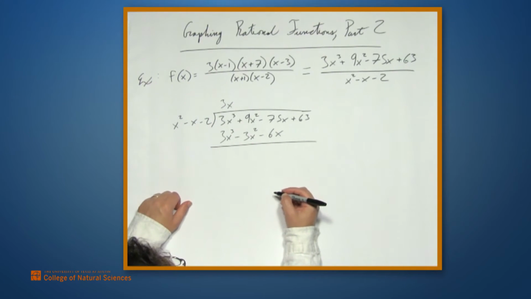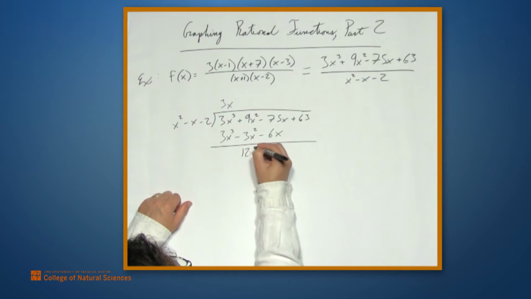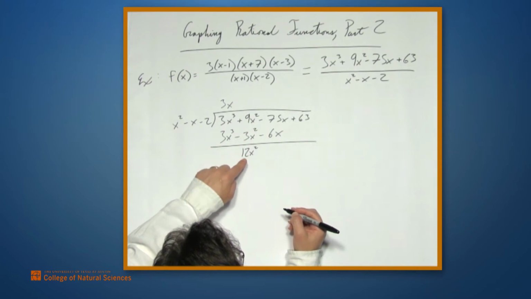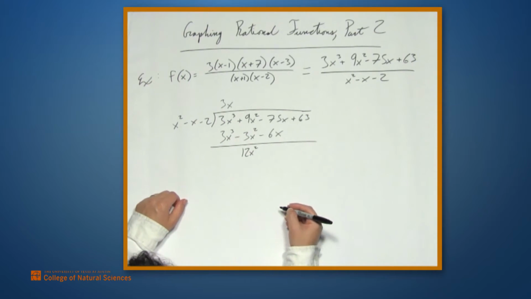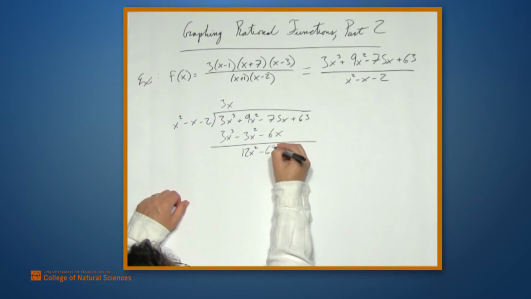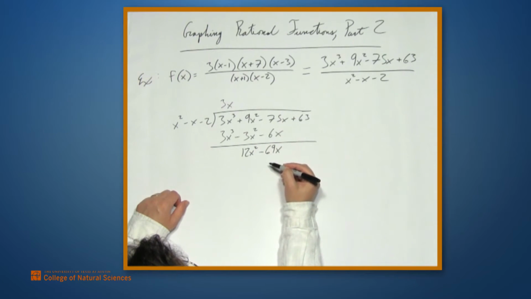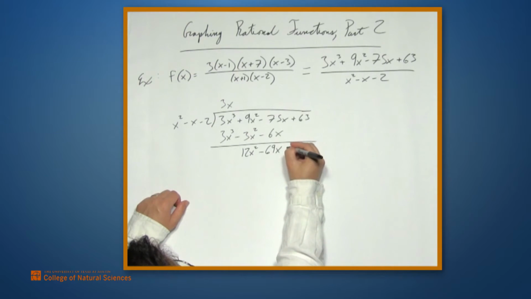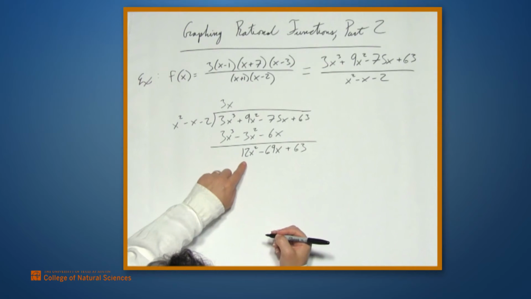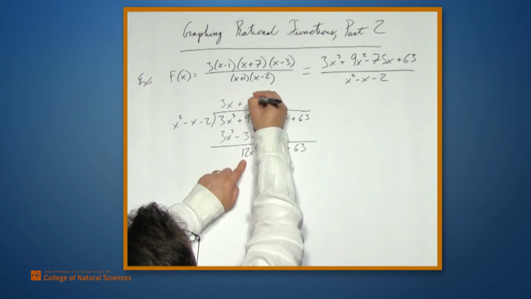The x cubed terms cancel, and we are left with 12x squared. Remember, we are subtracting a negative 3x squared, so that's adding positive 3x squared. So you get 12x squared minus 69x. Again, we are subtracting a negative 6x, so we're adding 6x, then plus 63. x squared goes into 12x squared 12 times, so you get a plus 12.